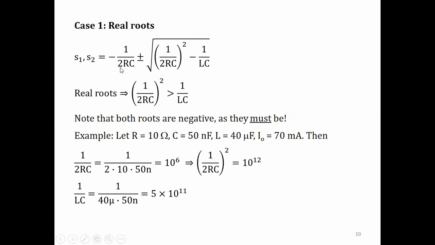Again, the reason to emphasize this is in case you end up with a positive number, then you must stop. An alarm bell must go off saying, no, I have done something wrong. They cannot be positive. They have to be negative.